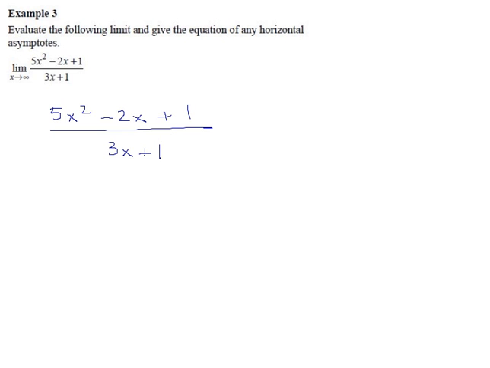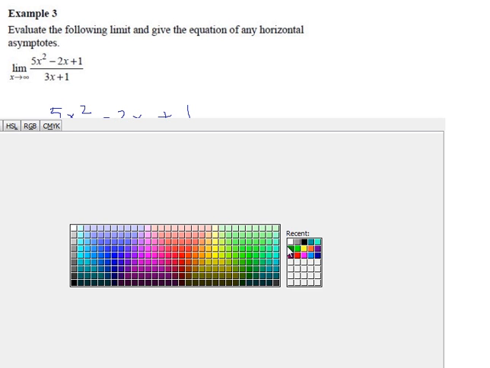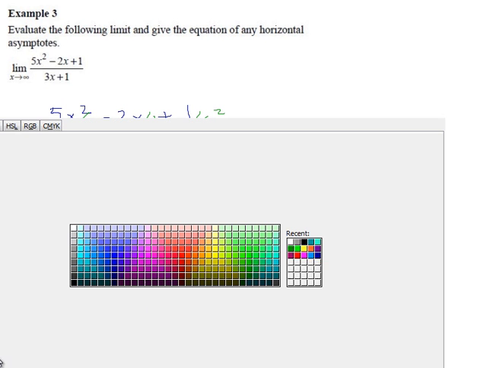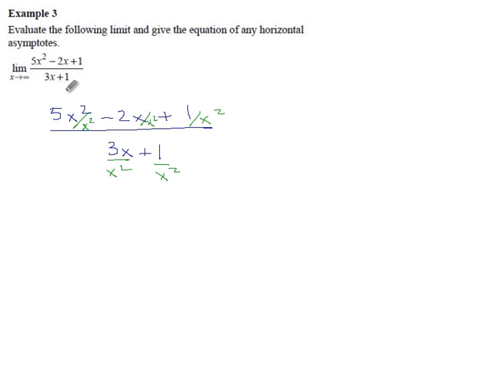And they want the limit at infinity. The trick that we've learned for these is to find the highest power of x that exists in either of these places, which would be x to the 2, and we divide the whole works by x to the 2. So every single one of these terms we put over x squared. And let's see what we get from that.